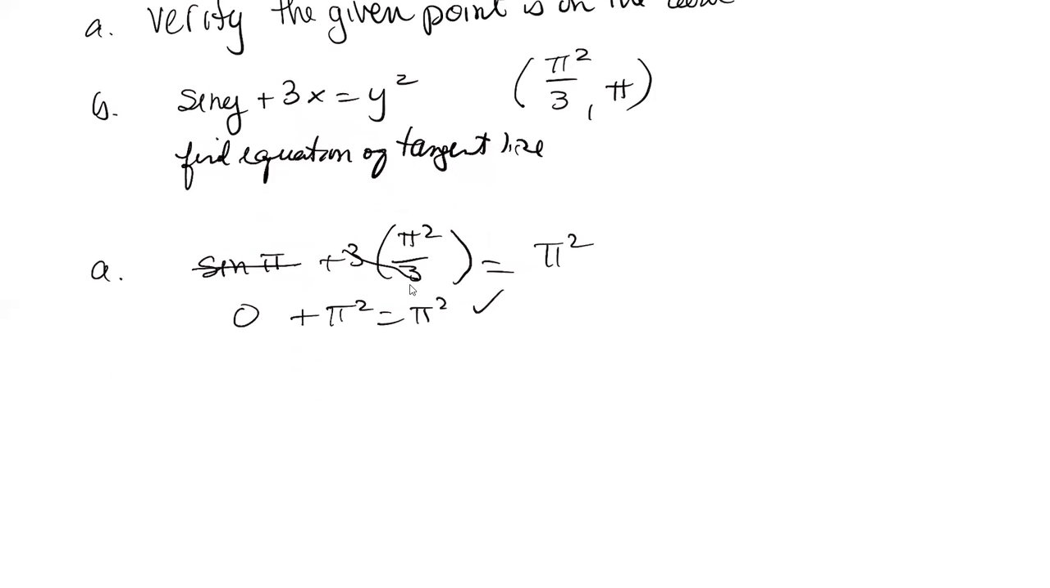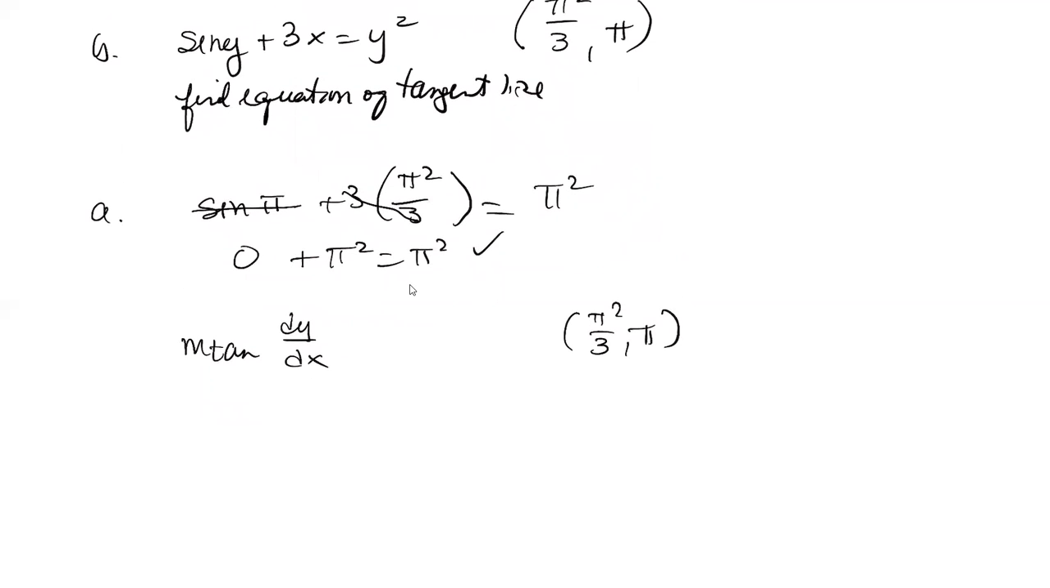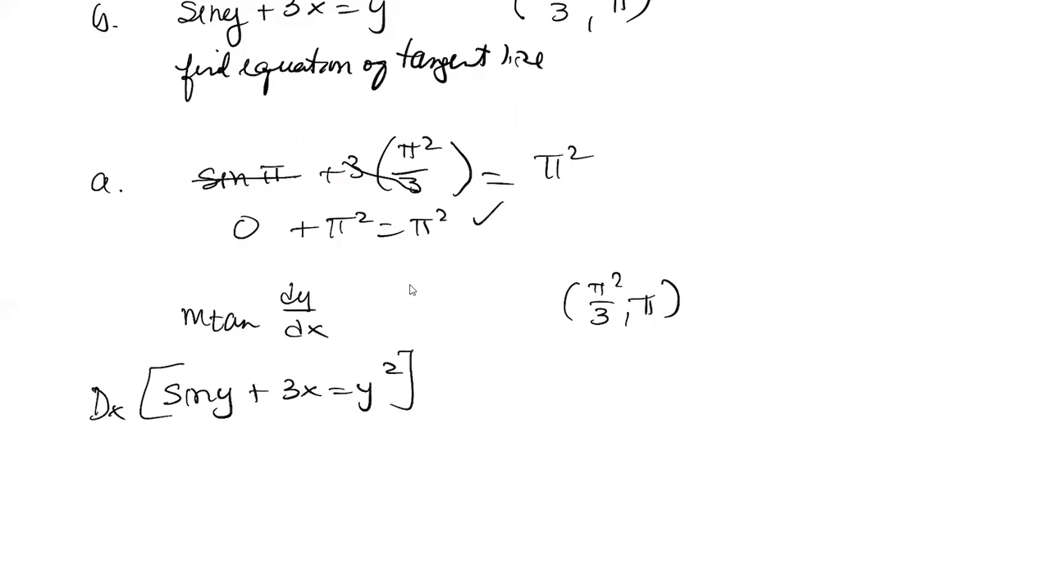Now to find the equation of the tangent line, we need a slope, which is dy/dx. And then we need a point, which they gave us. So to find the slope, we're going to need to find dy/dx. So I'm going to take the derivative of both sides with respect to x.